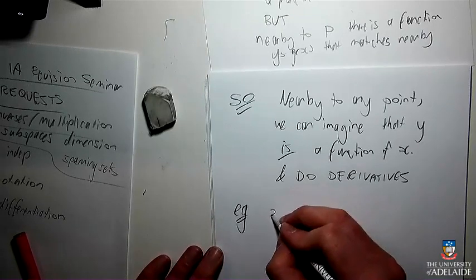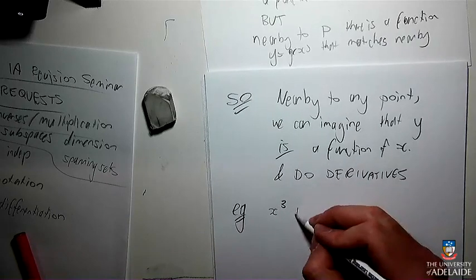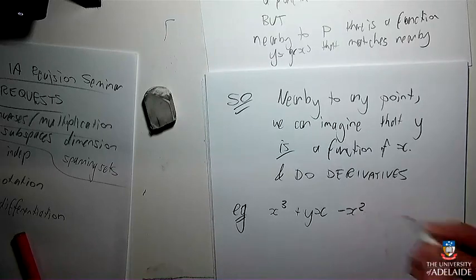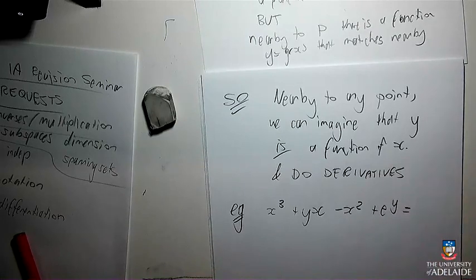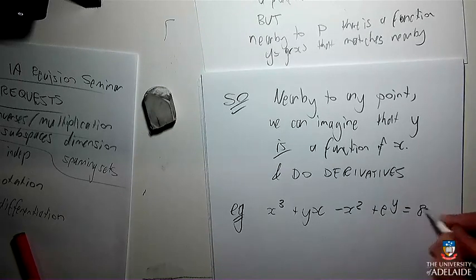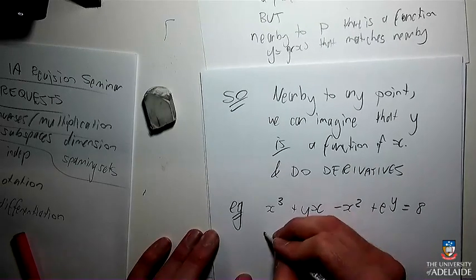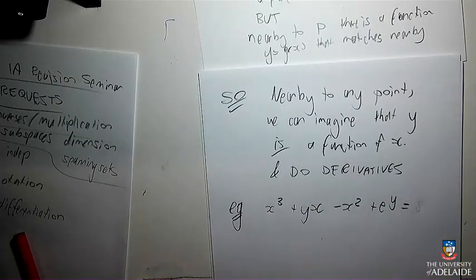Let's do one of the ones on my curve here. x cubed plus yx minus x squared plus e to the y equals 8. Okay. Oh, just a second. Can we not make it 8? Just give me a moment. I'll tell you what number it is in a second.